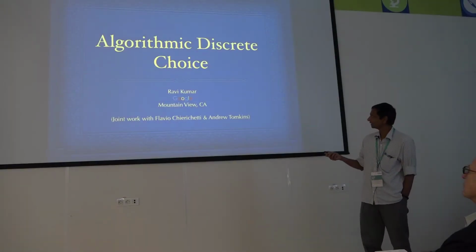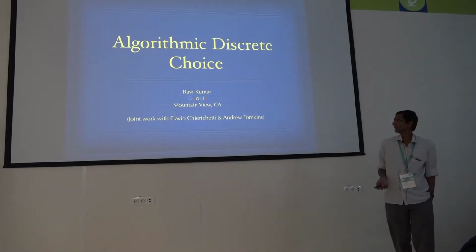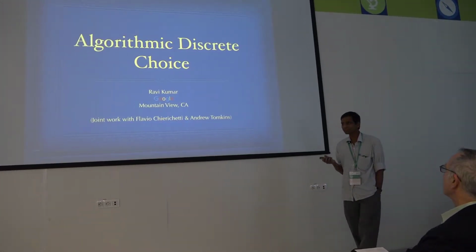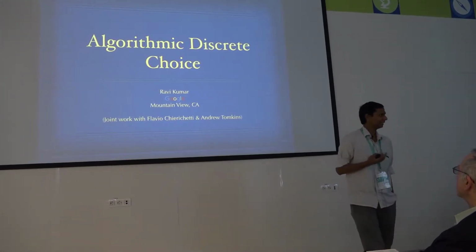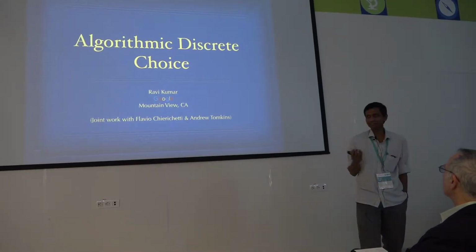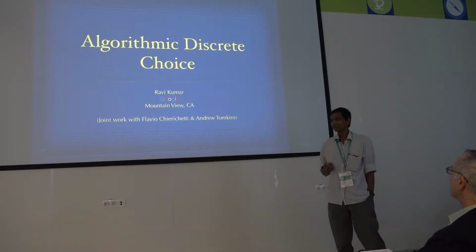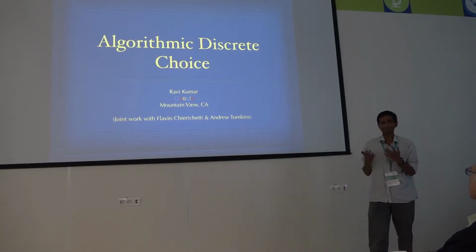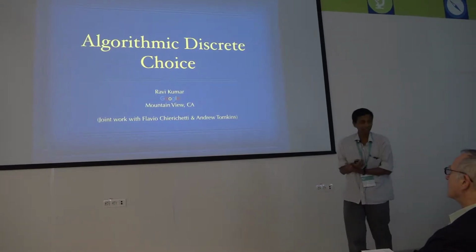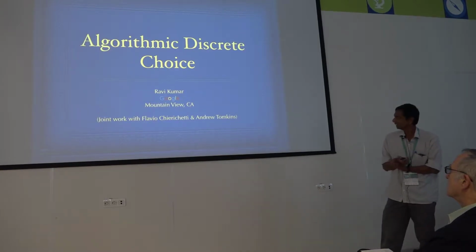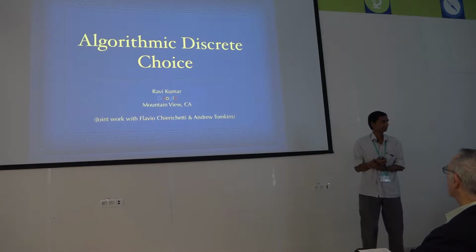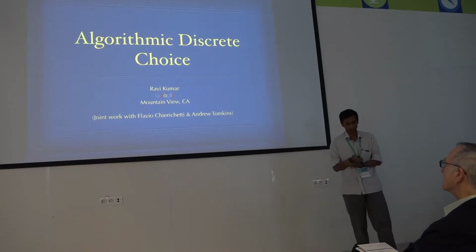So I'm Ravi, I work in the Google office in Mountain View, and I'm going to talk about discrete choice. It's different from the talks that you have been hearing for the last 3 days. It's a slightly different topic, but there will be some notion of graphs, and I hope you can connect your work to this somehow. Okay. And this is joint work with Flavio, who is in Sapienza in Italy, and Andrew Tompkins, who's at Google.